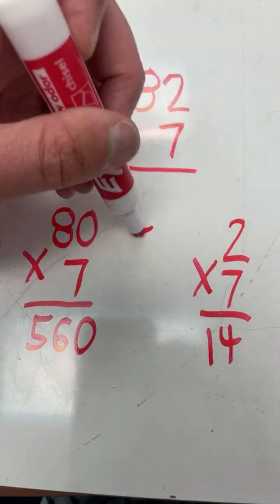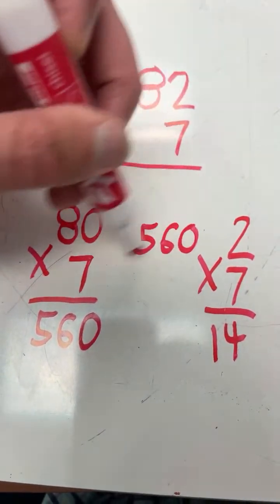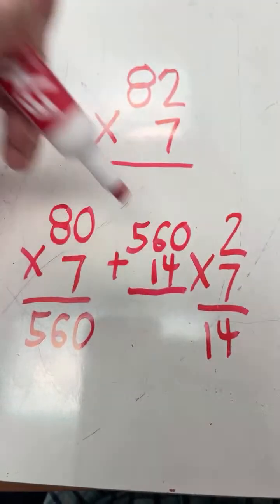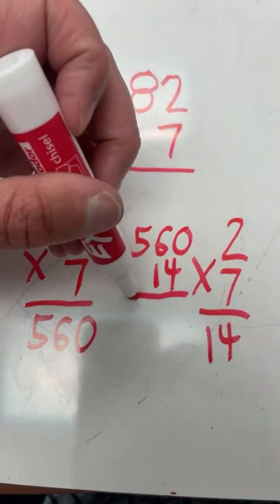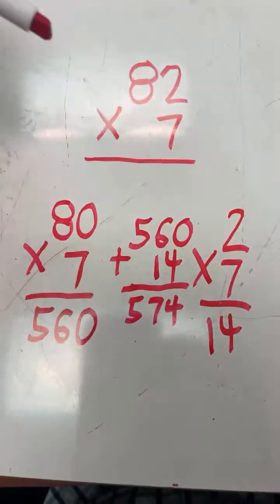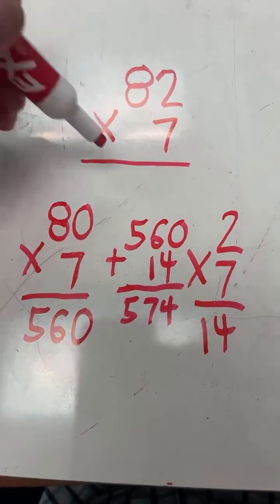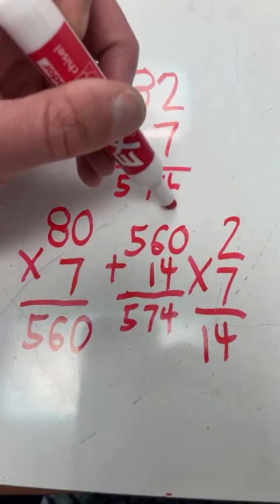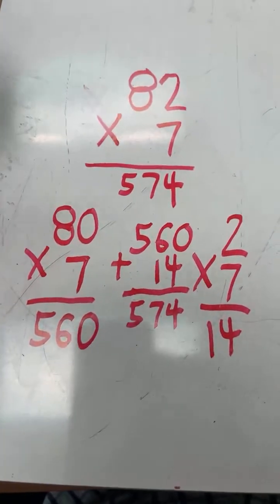So now to get our final answer, we have to add these two answers together. We have to add 560 plus 14. 560 plus 14 equals 574. 82 times 7 equals 574. This is partial product multiplication.